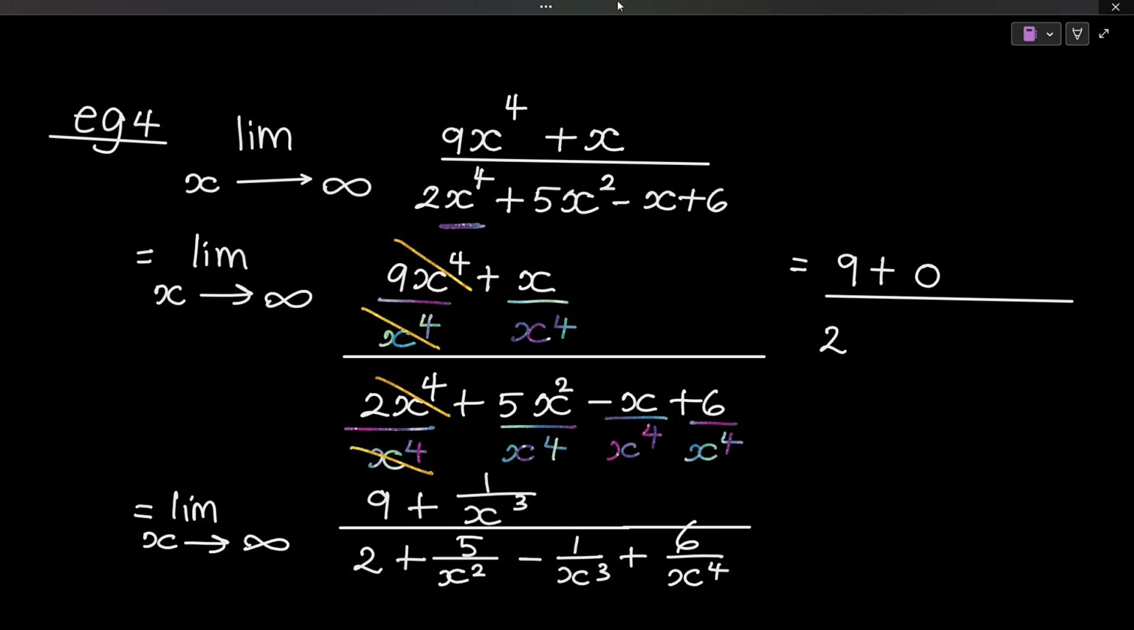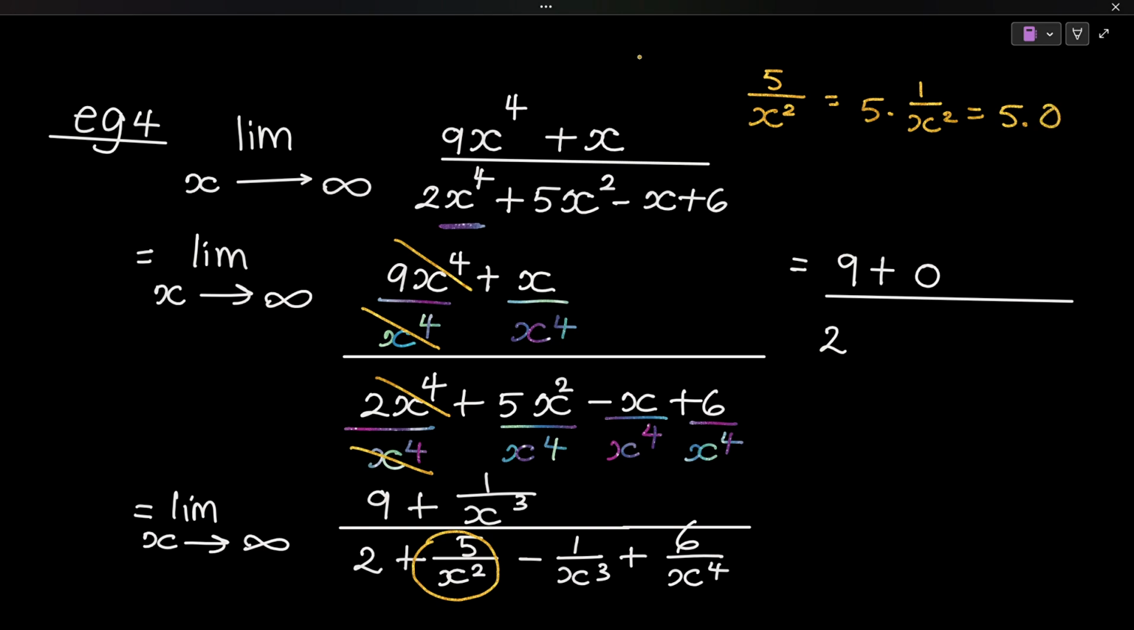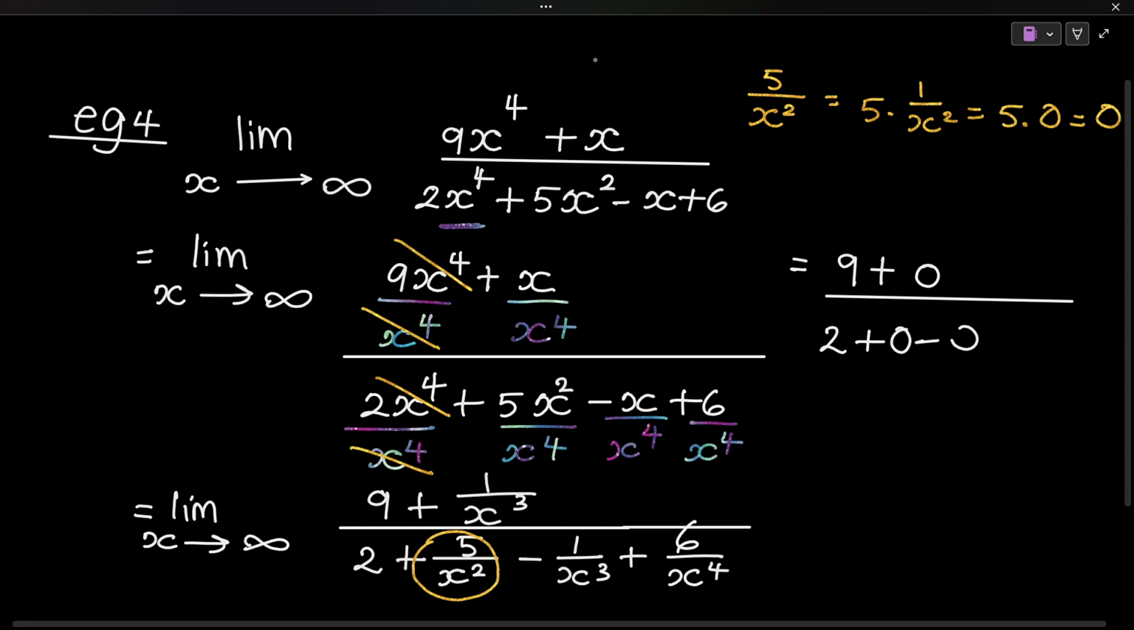Now, let's just talk about this 5 over x squared. 5 over x squared is the same thing as 5 times 1 over x squared. And we know that when we substitute infinity into 1 over x squared, that is going to give us 0. So we actually have 5 times 0, which ultimately is just equal to 0. So that second term becomes 0. Then we have minus 1 over x cubed, that's going to be 0.